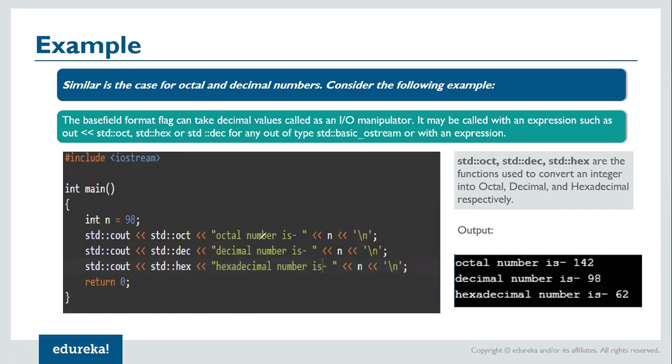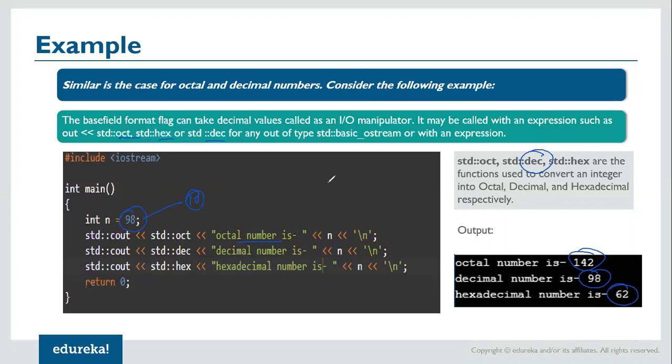Like hex, we have methods for finding octal, decimal, hex numbers, right? If you see here, decimal will represent the decimal number which comes out to be the same. Similar is the case of octal. Consider the following. So you have octal, hex, decimal, right? If I have a decimal number to the base 10, now if I represent octal, it will be the value 142. Decimal will remain the same, and then hex will become 62.